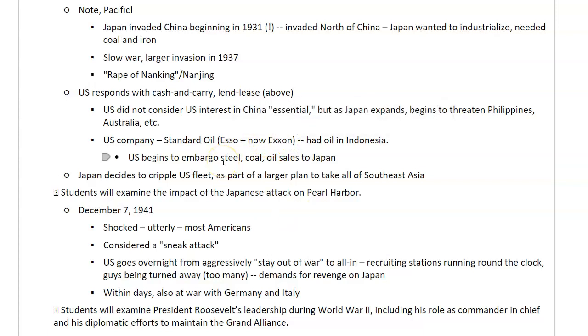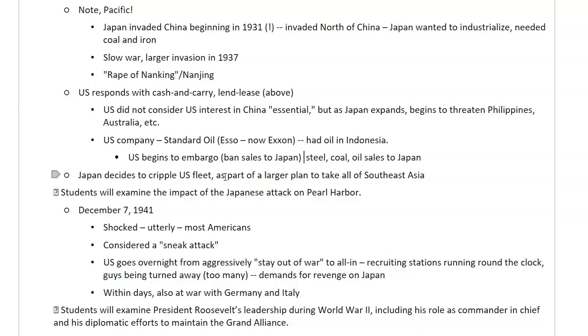The U.S. begins to embargo steel, ban sales to Japan, steel, coal, and oil. So to embargo something is to withhold it. You can't sell it to them. Worried about the Japanese using all that steel and coal and now oil, which was used for their ships as fuel, we start to make it illegal to sell it to them.